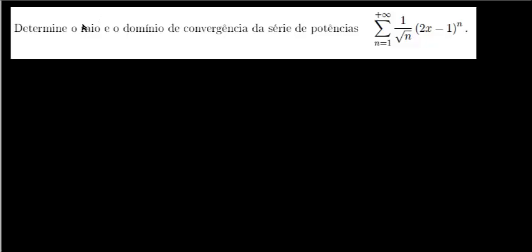And so the task is to find the radius and the domain of convergence of the power series, which is written over here, where n begins at 1 to infinity, and I will have 1 over square root of n times 2 times x minus 1 to n. To find the radius, I must change this expression a little bit.